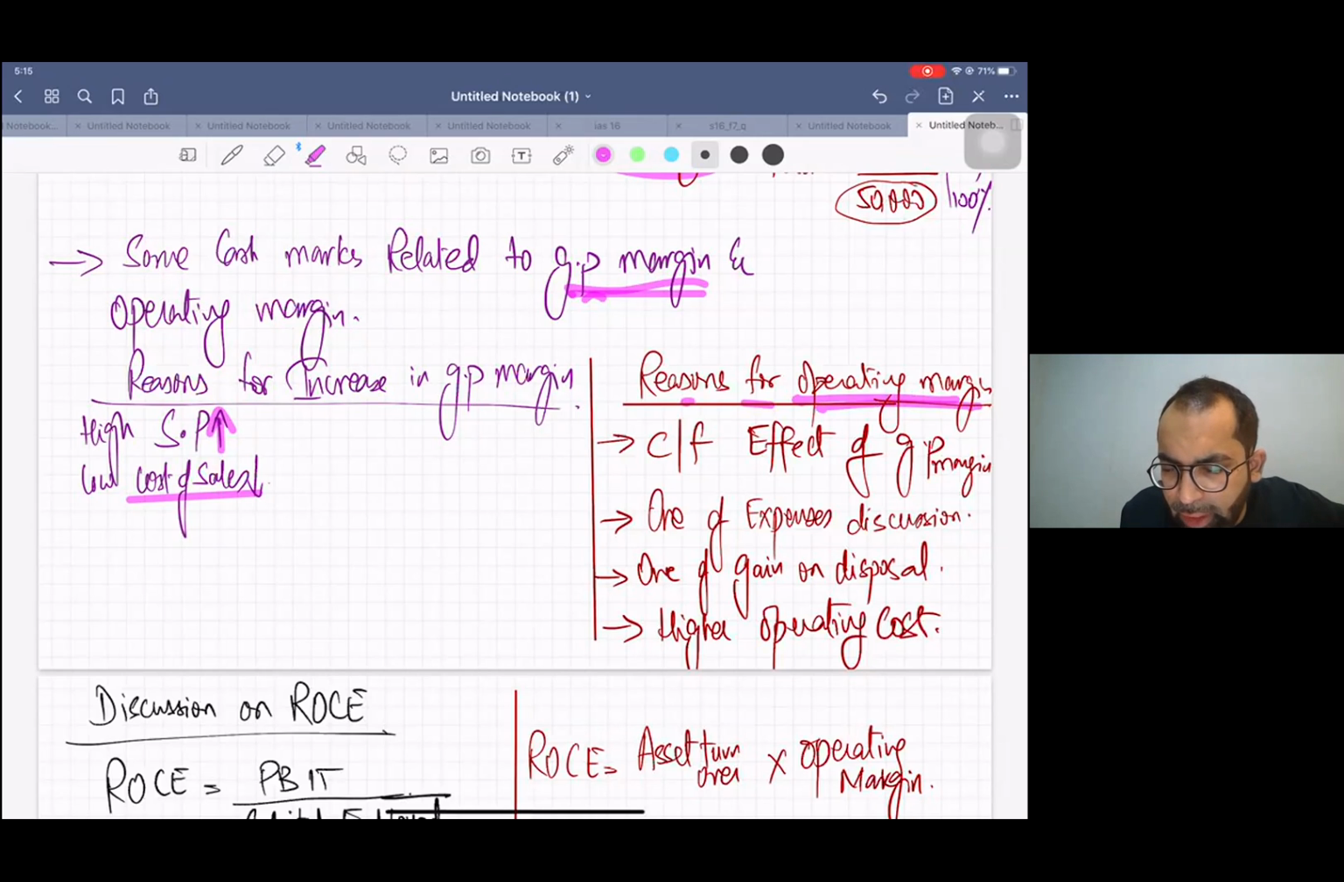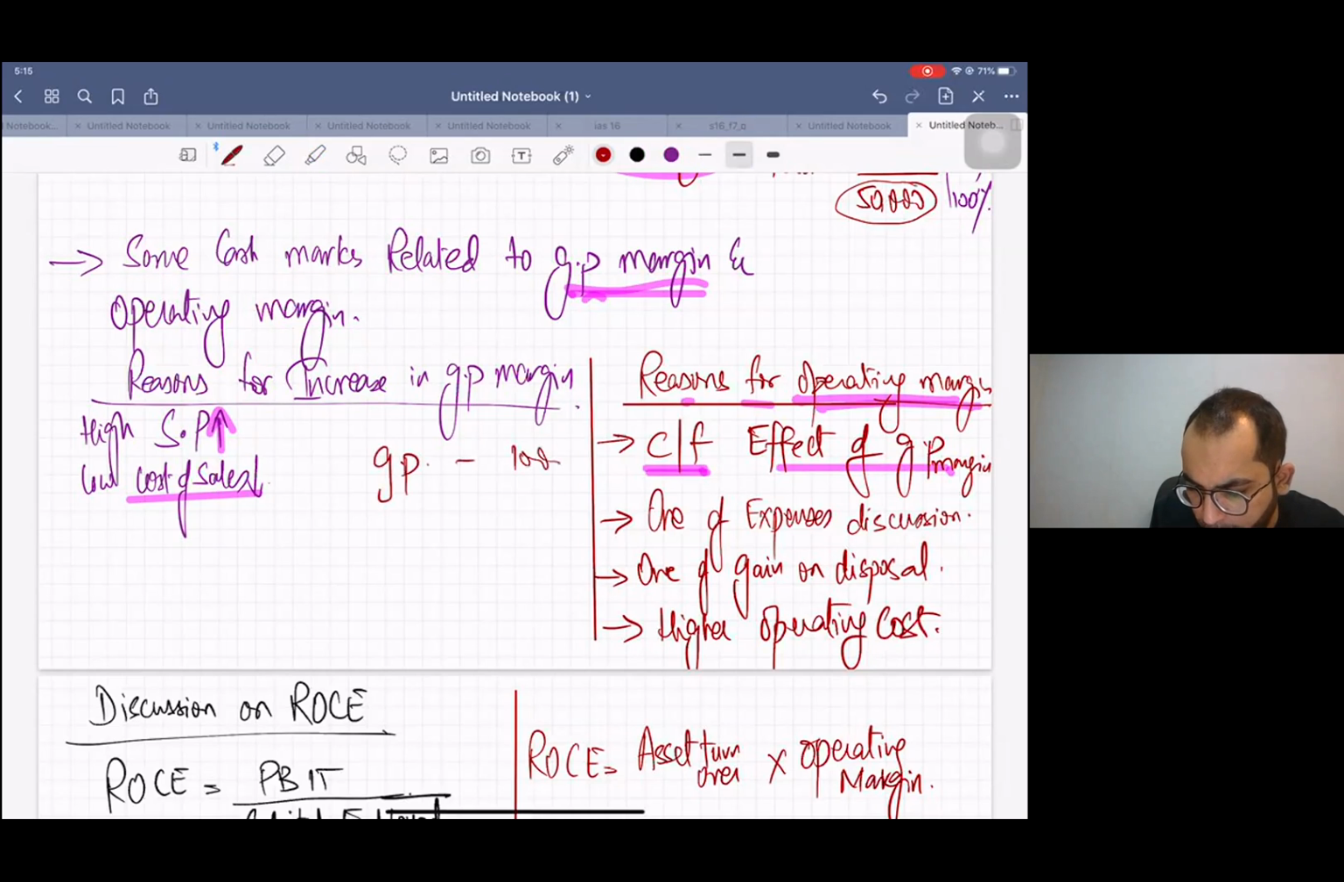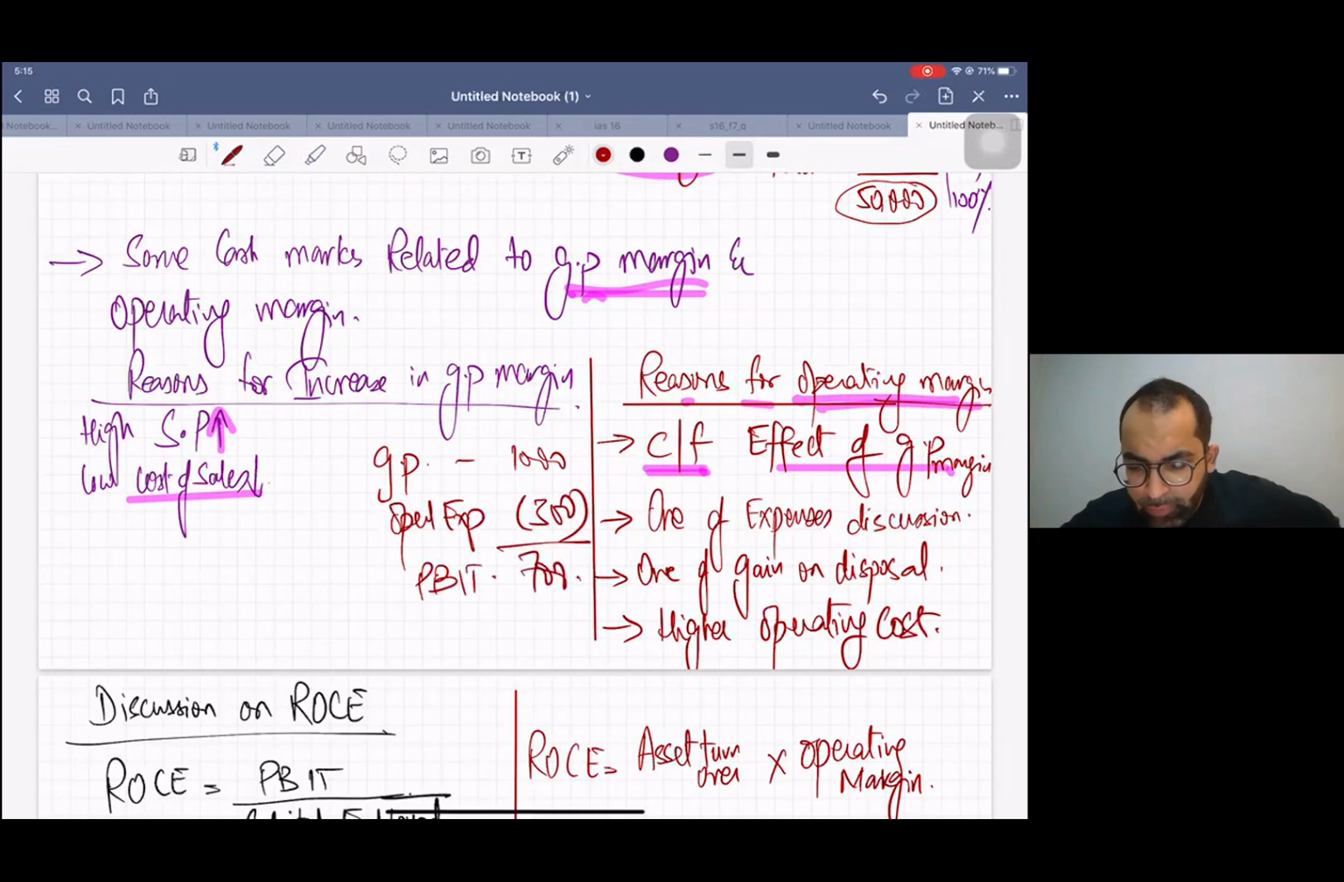The first and very famous commentary is the carried forward effect of GP margin. Listen, it's very common. Just think, this is GP, let us say 1000. Operating expenses is 300, so automatically your PBIT is 700. If your GP goes up, automatically your PBIT will also go up. So whatever happens with GP happens with PBIT as well.